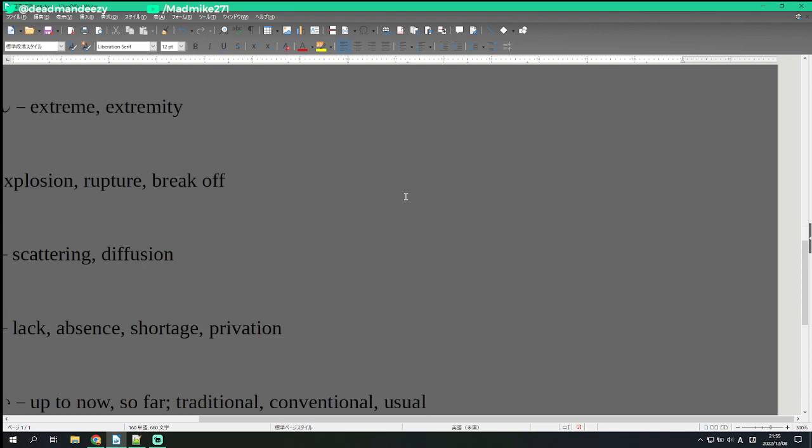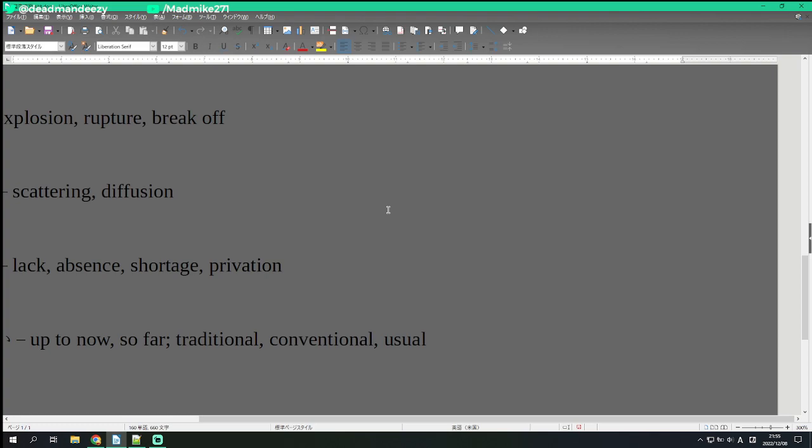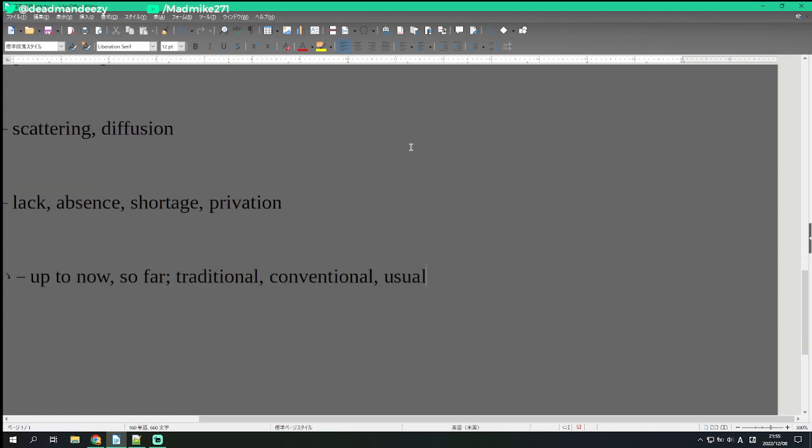An extreme or an extremity is a kyokutan. Kyoku on the left side for an extreme. And tan on the right side for a verge. Kyokutan is a verging extreme of something. An explosion, rupture, or break off of something, this is a noun, is a haretsu. Ha on the left side for destroying, and retsu on the right side for rupturing, breaking, or splitting off. Haretsu is a rupture or break off.